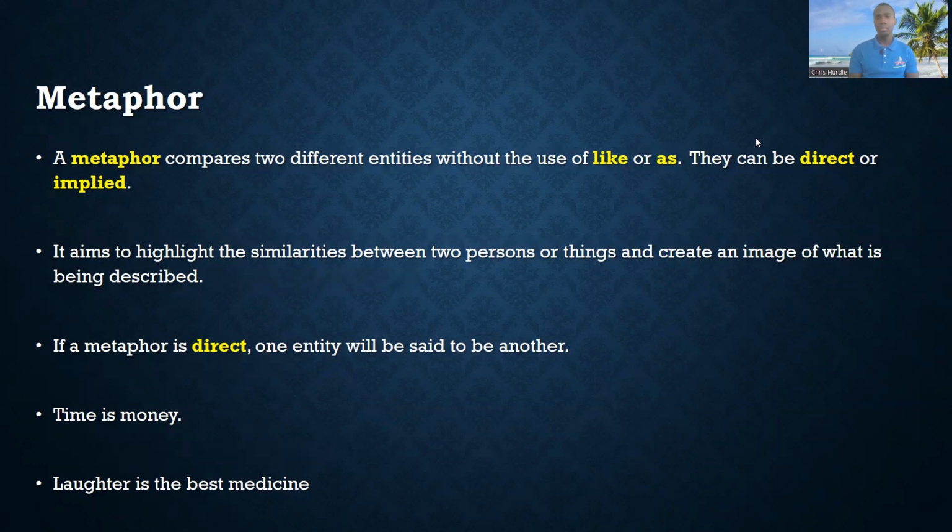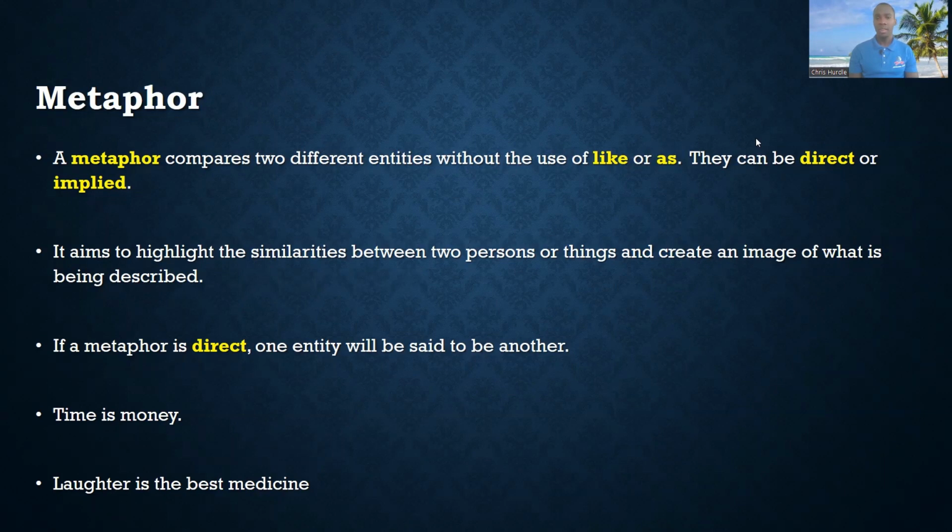They aim to highlight similarities between two persons or things, and create an image of what is being described. So they have the same purpose as a simile, essentially, because they involve comparisons, right? But let me explain what is the difference between a direct and an indirect metaphor, or an implied metaphor rather.